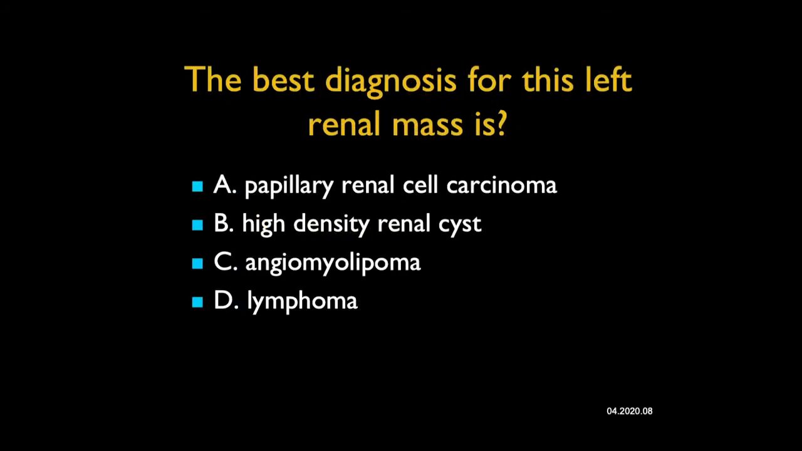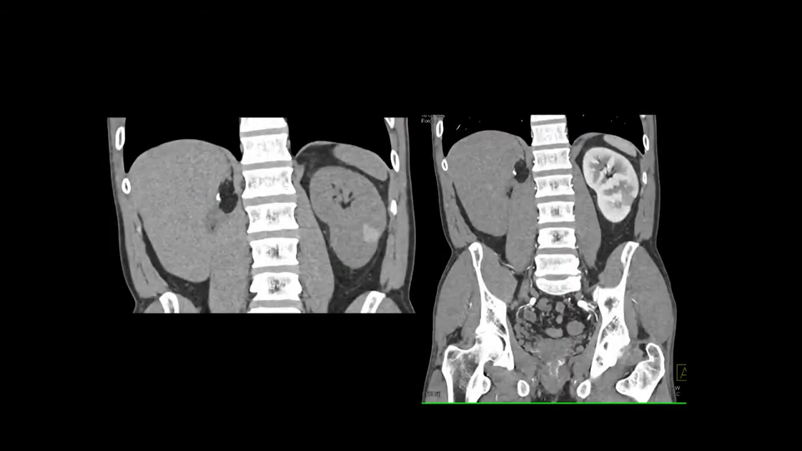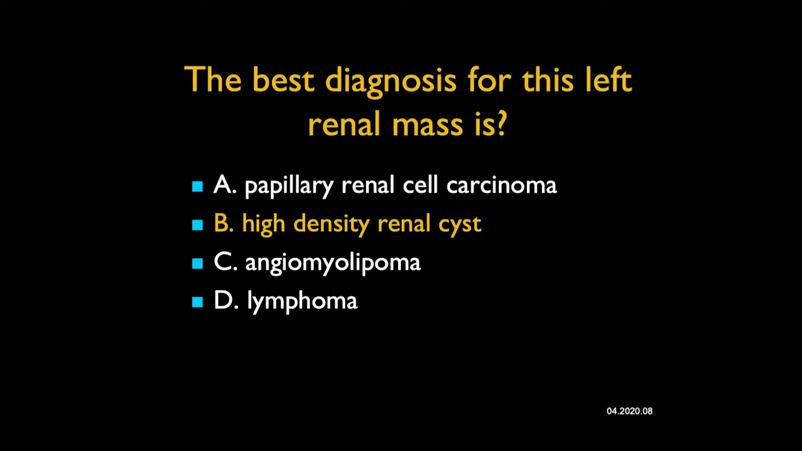The best diagnosis for the left renal mass in this case, I'm showing you two coronal views. From the non-contrast, you should say it's a high-density renal cyst. And I show this case to make the point that if you only had the contrast scan, you would wonder what the lesion is. Perhaps it is a papillary renal cell carcinoma. Lymphoma would be unusual. It's not an angiomyolipoma. I see no fat. But once you have the non-contrast, it's very easy to make the right diagnosis, which is a high-density renal cyst.